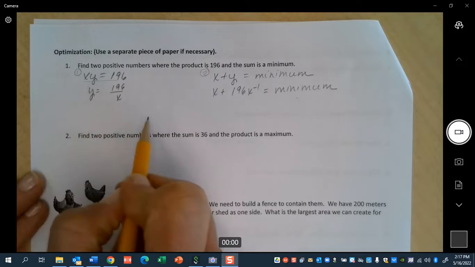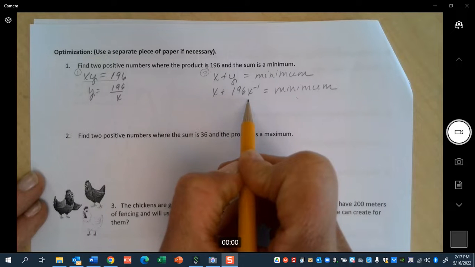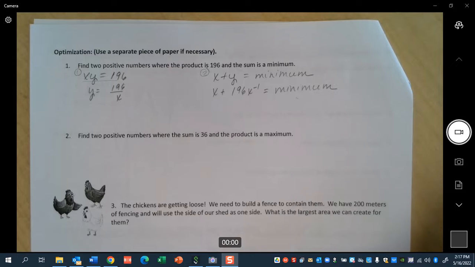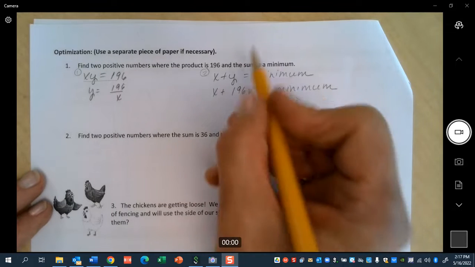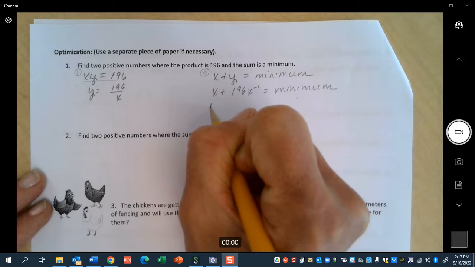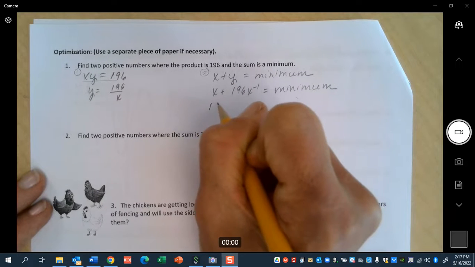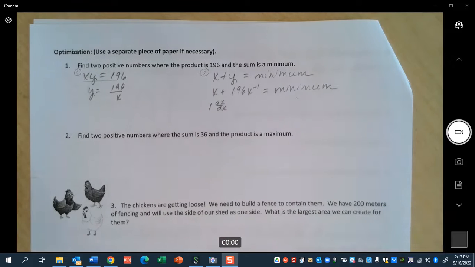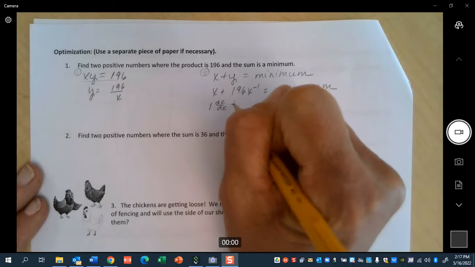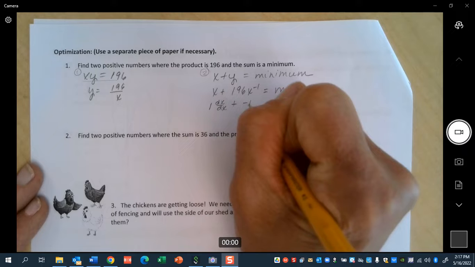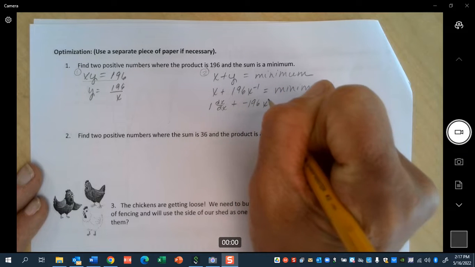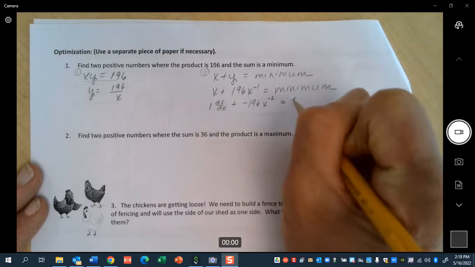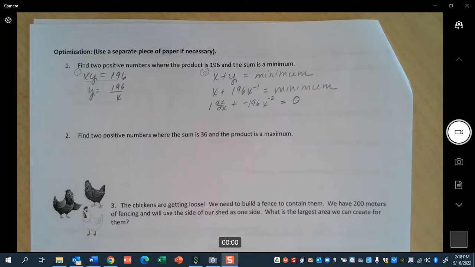I went ahead and I solved for y in terms of x and I substituted in. Well, now it's time for me to find the derivative. So when I go to take the derivative of x, it's 1, right? And then I'm not going to bother with dx compared to x, right? I don't bother doing that. And then what I talk about here is negative 196 x to the negative second. And I want to figure out where that is equal to 0. Where is my derivative equal to 0?